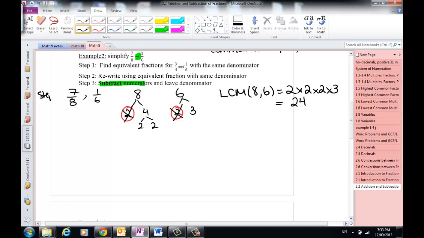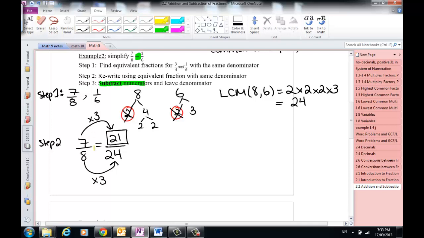So this was step 1, and this is step 2. How can I rewrite 7/8 knowing that the denominator that I want is 24? Well, to get from 8 to 24, I would multiply 8 by 3. Now whatever I do to the bottom, I must do to the top. 7 times 3 is 21.